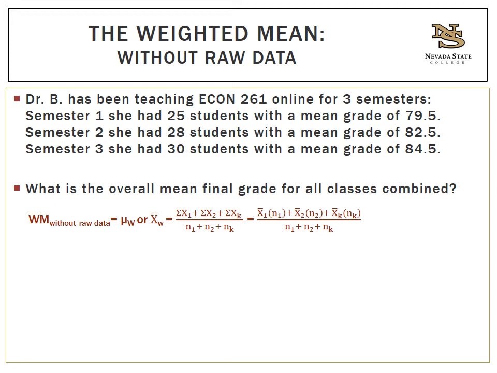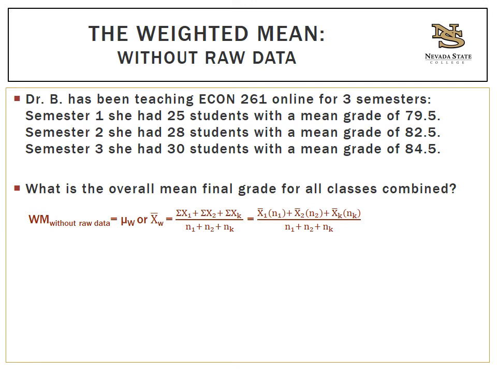So let's say I've been teaching Econ 261 online for 3 semesters. And each semester I had a different number of students and a different mean grade. But I want to know the overall final mean grade for all classes combined. That requires a weighted mean.